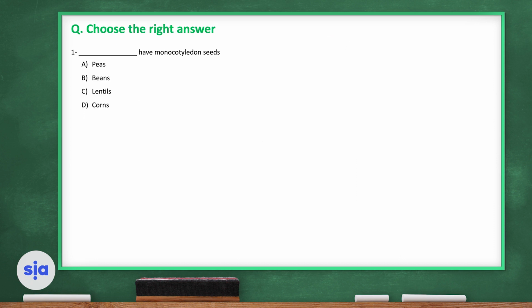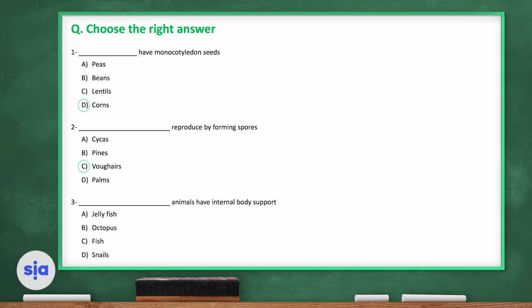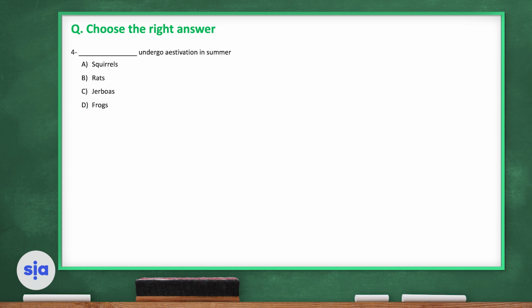Now choose the right answer. What have monocotyledon seeds? Peas, beans, lentils, corns. Corns. Which reproduce by forming spores? Cycas, pines, vogers, or palms. Ferns or vogers as an example. Animals have internal body support: jellyfish, octopus, fish, snails. Fish. Which undergo estivation in summer? Squirrels, rats, jerboas, frogs. It's number C, jerboas.